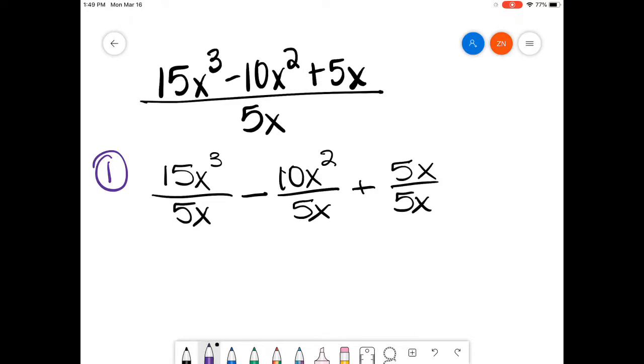The second step is to just simplify, knowing your exponent rules and how to divide the coefficients. So 15 divided by 5 is 3.